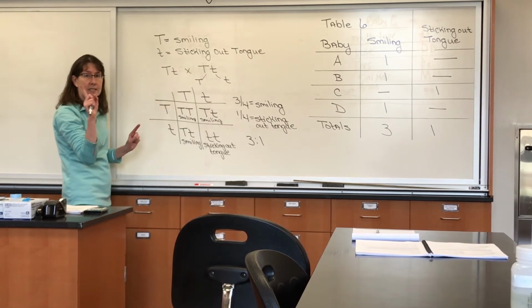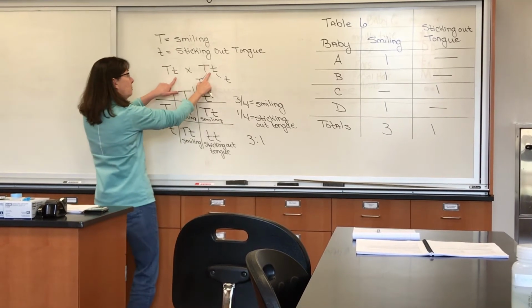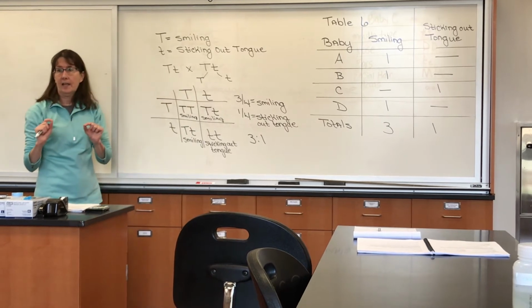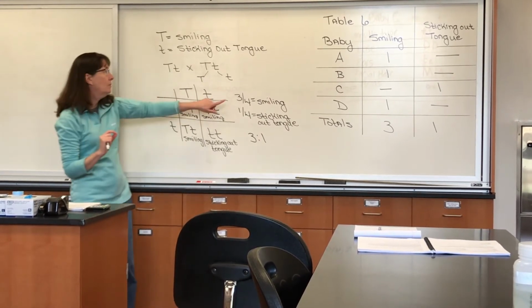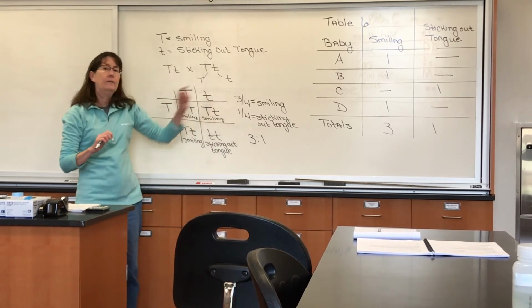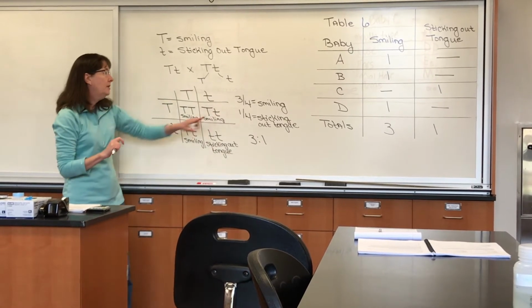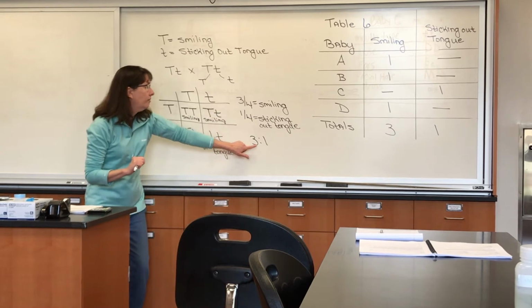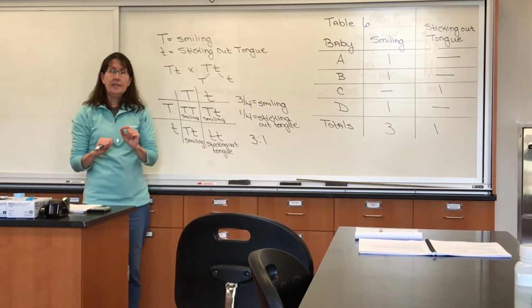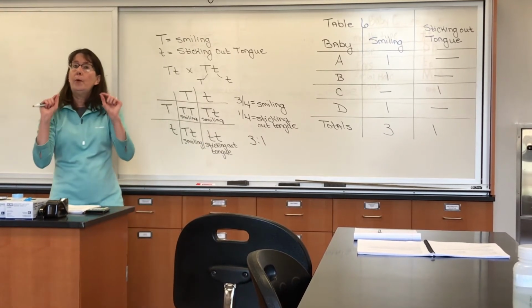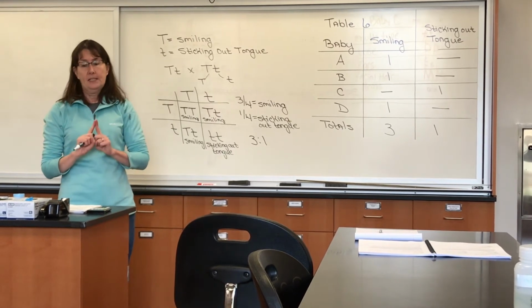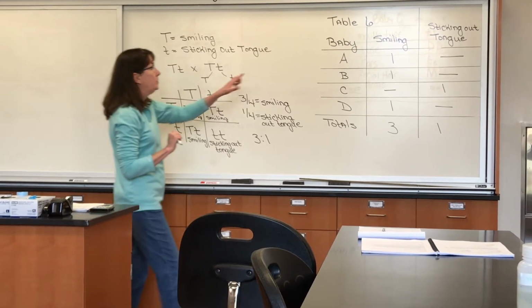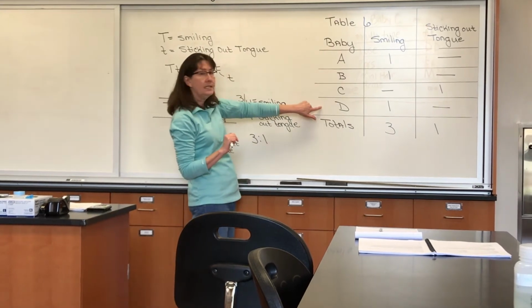1 characteristic, each parent heterozygous for that characteristic. 3 out of their 4 offspring will be smiling. 1 out of their 4 offspring will be sticking out their tongue. A 3-to-1 ratio. This is the ratio we would expect to see in the first baby spuds that we made. In other words, babies A, B, C, and D.